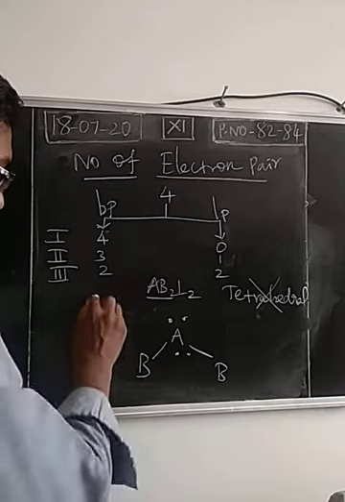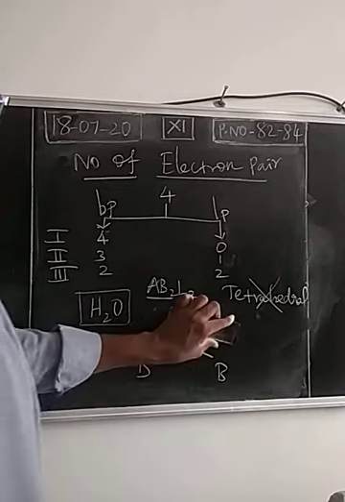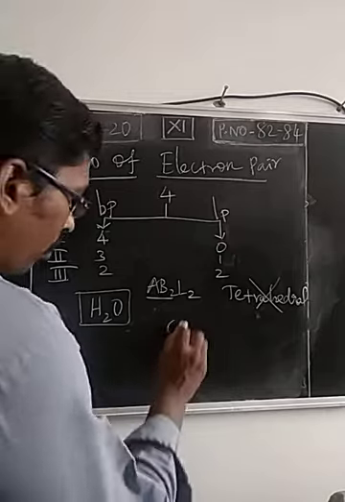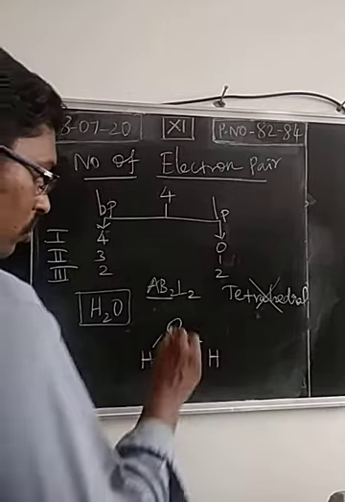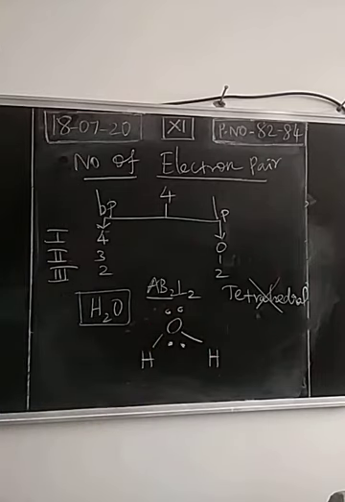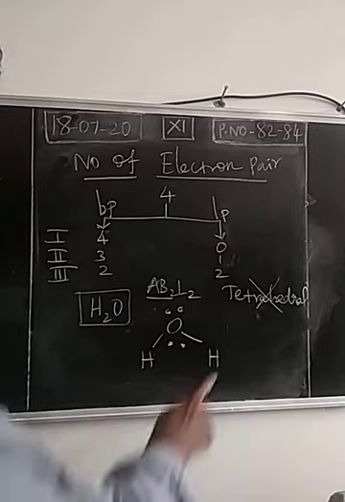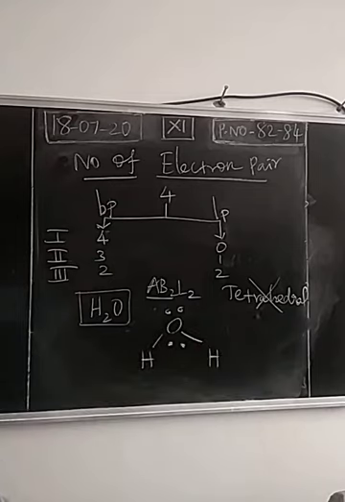So example is the water molecule. We'll take water as an example. Central atom will be oxygen. Two hydrogen atoms covalently bonded with oxygen. Oxygen has two lone pairs of electrons. So in this case, what is the expected geometry? Tetrahedral. Due to 4 electron pairs, expected geometry tetrahedral.